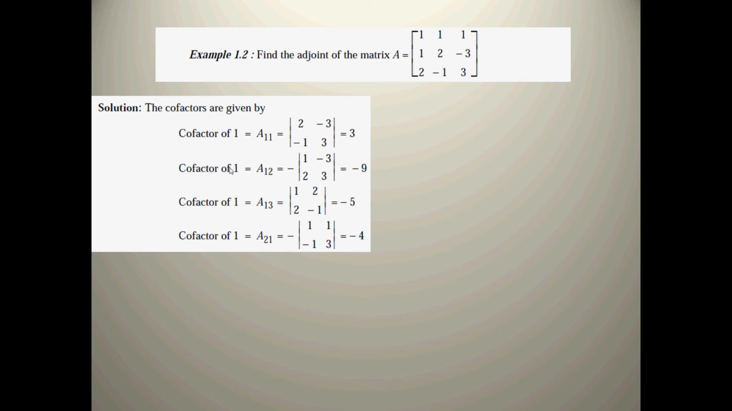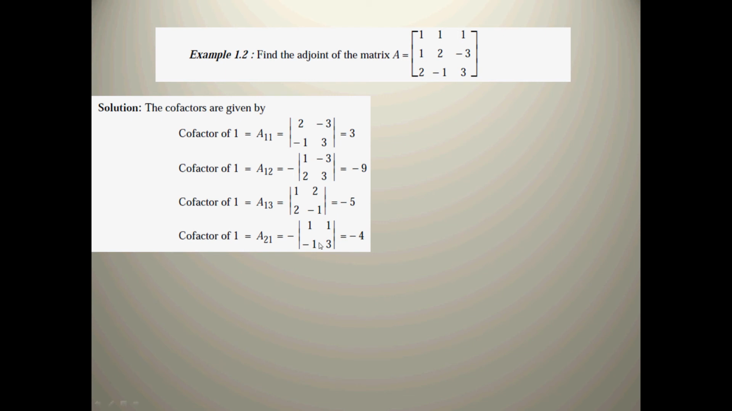Then the cofactor of 1, this one. So this row and this column are to be rejected or neglected. For the remaining elements 1, minus 3, 2 and 3, you have to evaluate the determinant. The negative of the determinant will be the cofactor of this one, represented as A12, meaning the cofactor of the element of the first row and the second column in the matrix A. Similarly, the cofactor of 1, A13, that is of this. The determinant is 1, 2, 2, minus 1, it is plus. So 1 into minus 1 is minus 1, minus of 4. So minus 1 minus 4 is minus 5.